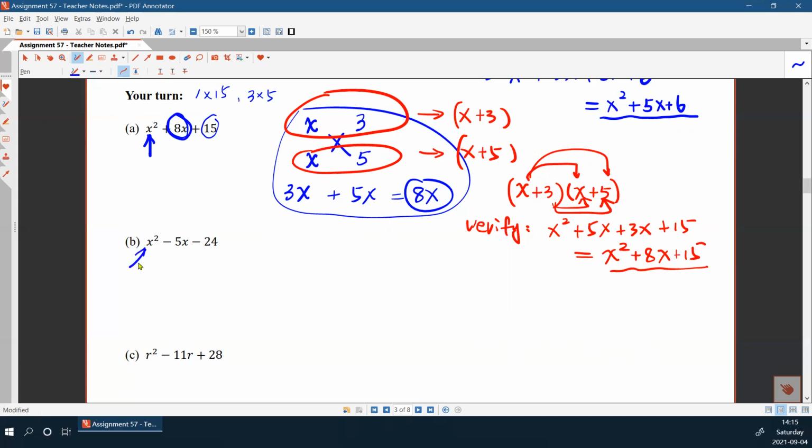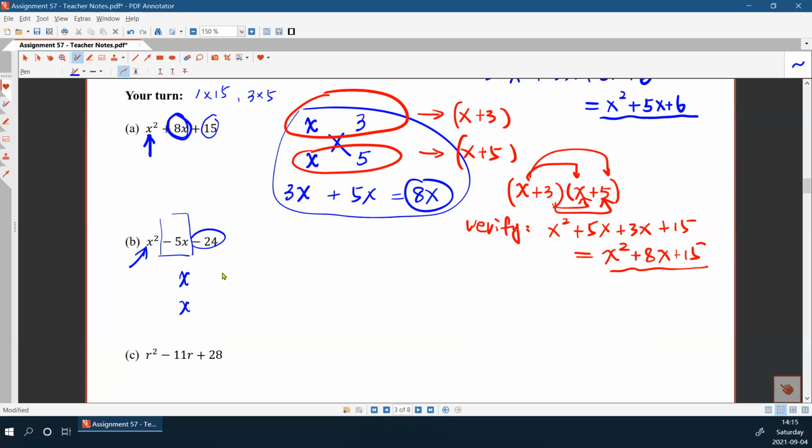Next one, note here, first we have x squared, which can be factored to x times x, right? And here we have minus 24. Minus 24 can be factored to a multiplication of two numbers, right? And note that we need to have a minus 5x here. So let's try. Apparently, if we factor 24 to 1 and 24, that's not working, right? Because we don't have minus 5x there.